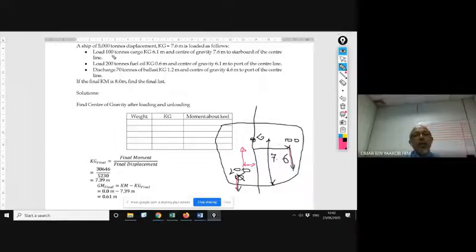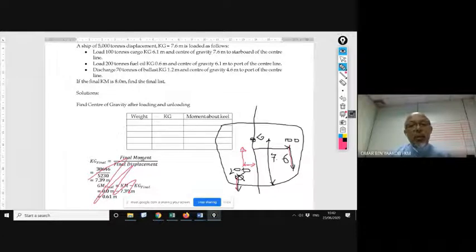So the weight here, 5,000 plus 100 plus 200, that is 5,300. Okay, minus 70. So the total weight is only 5,230. All right, so total weight. So this is not correct. So this one we need to remove. This is not correct.